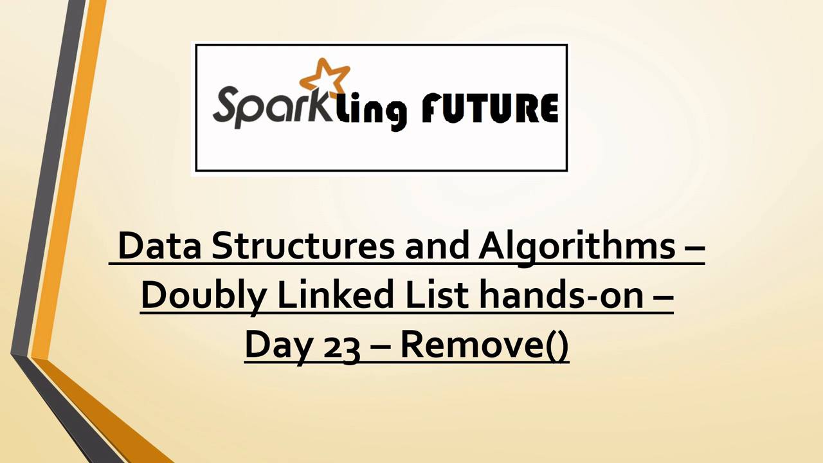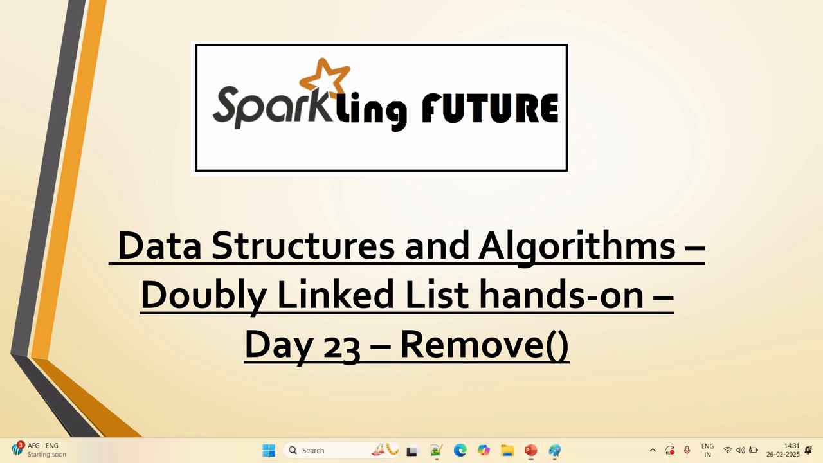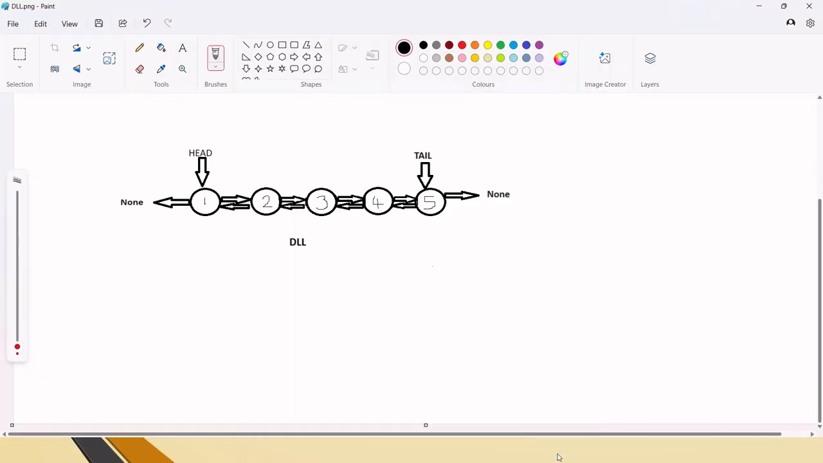In the series of data structures and algorithms, today we will see how to implement the remove method in a doubly linked list. So this is the doubly linked list that we have been playing with. Now let's say you wanted to remove the element which is present in the second position, that is 3.